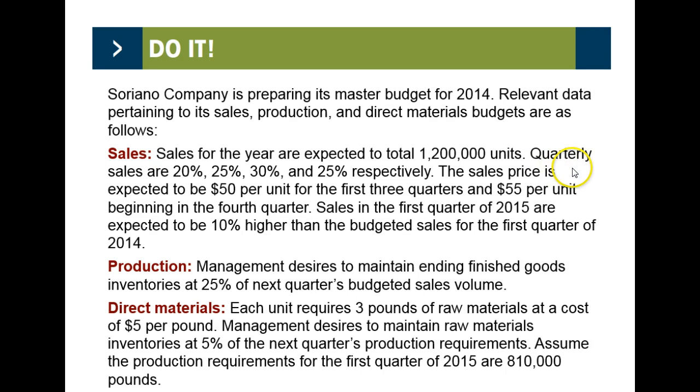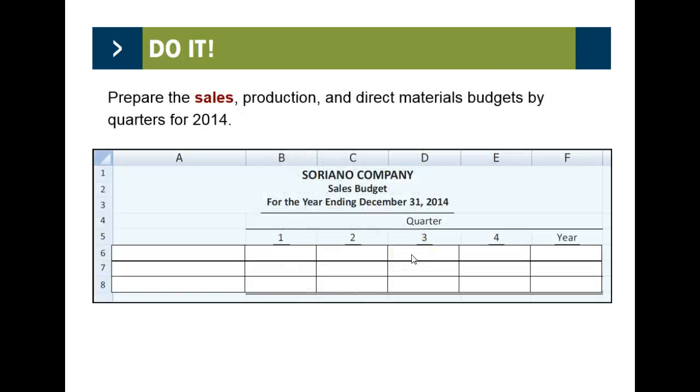Production tells us management wants to maintain ending finished goods inventories at 25% of the next quarter's budgeted volume. And then they tell us about our direct materials. Each unit requires 3 pounds of raw materials at a cost of $5 per pound. Management desires to maintain its raw material inventories at 5% of the next quarter's production requirements. It gives us everything. What are we going to do with this? Well, let's start with the sales first. Then we'll move to production, then we'll move to direct materials.